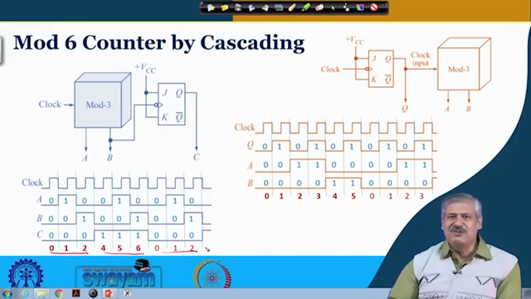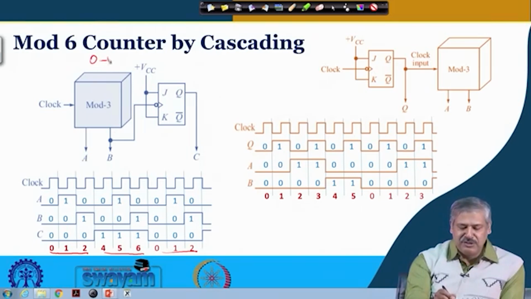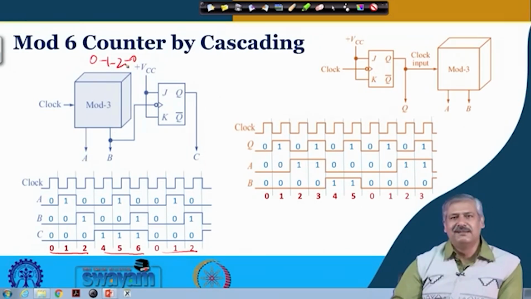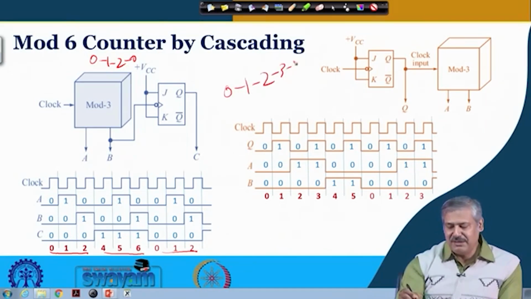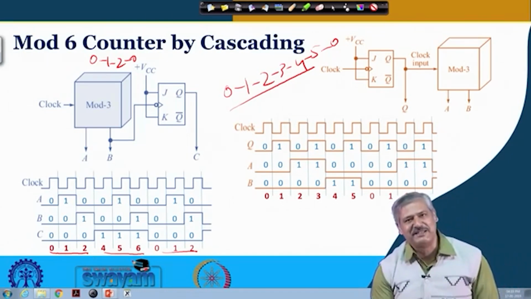Now, for a mod 6 counter, given the mod 3 counter was giving you 0 1 2 and then again 0, you may think that we can get a mod 6 counter which counts 0 1 2 3 4 5, so 6 unique count values, then again it becomes 0. This arrangement does not give you that. It gives you 0 1 2 then 4 5 6, 3 is missing. There are 6 unique states, but it is missing.